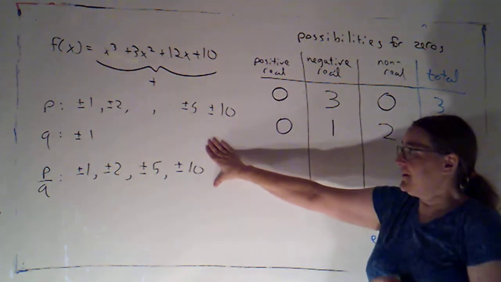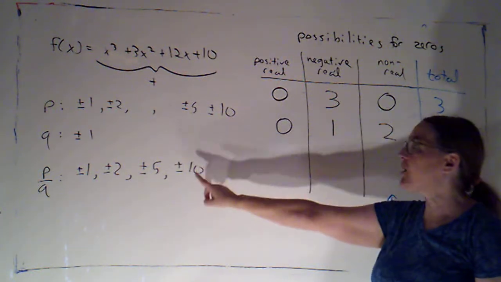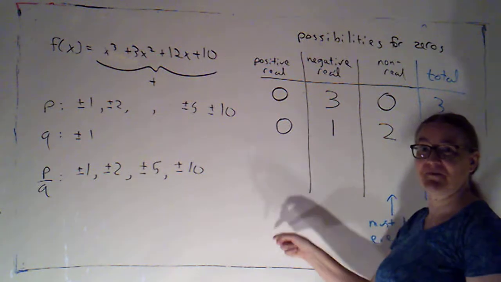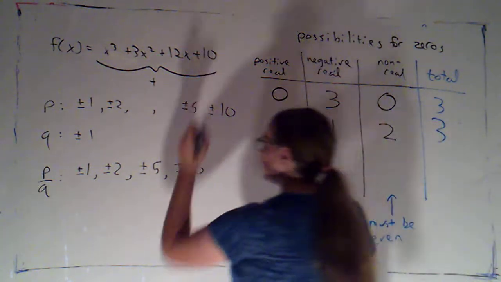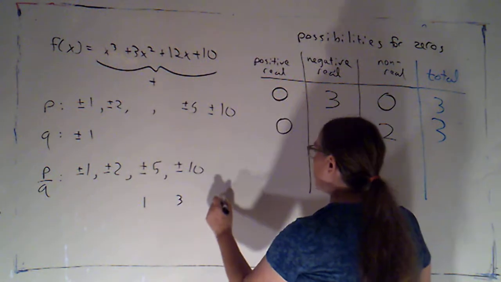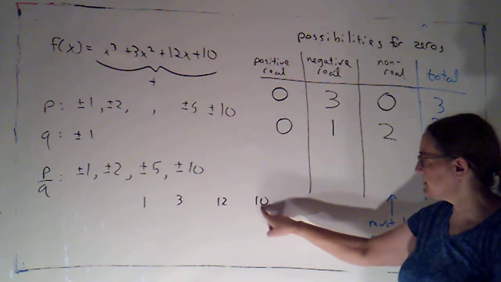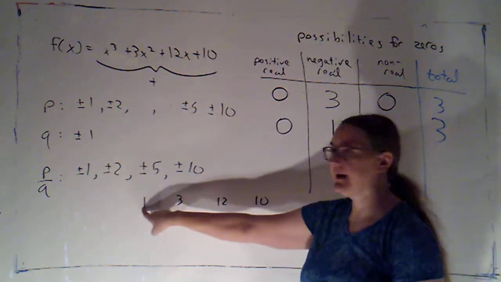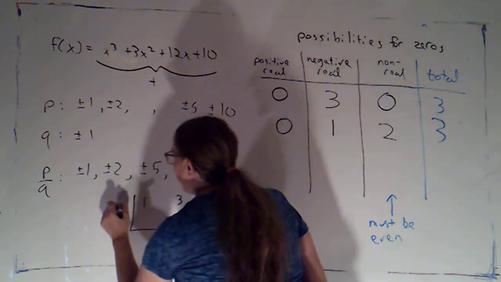Before this video, we would have said that's 8 possibilities. Now I'm going to say that's 4, because I know none of the positive ones work. So I'm just going to try the negative ones. All right, so let's use our synthetic division. We've got 1x cubed, 3x squared, 12x, and 10. Quick check: constant, x, x squared, x cubed. I'm feeling good. Let's try negative 1 first.